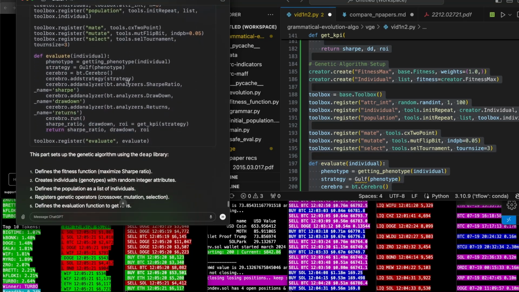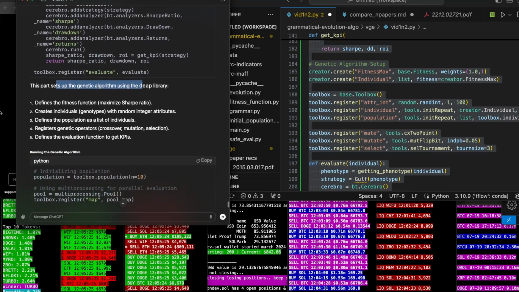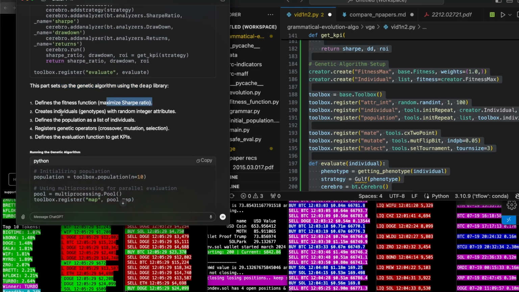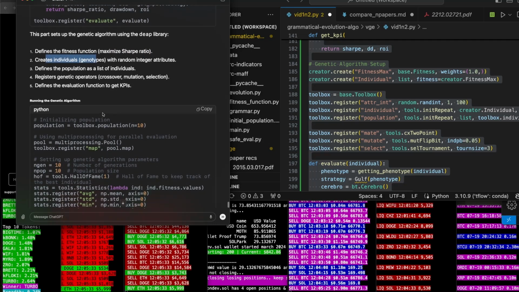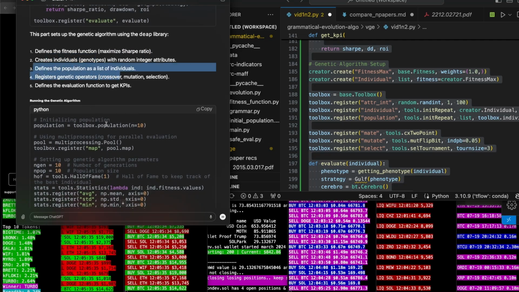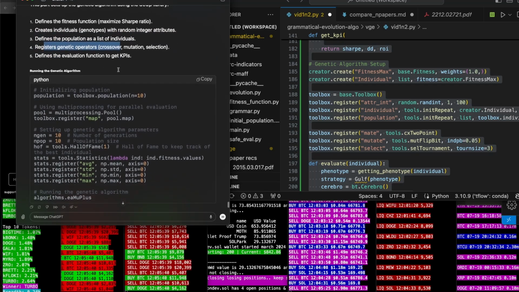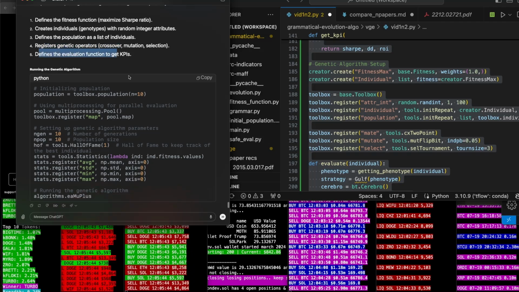Here, this part sets up the genetic algorithm using the DEAP library, defines the fitness function, maximize Sharpe ratio, creates the individuals, the genotypes with random integer attributes, defines the population as a list of individuals, registers genetic operators, crossover, mutation, selection, and then defines the evaluation function to get the KPIs.